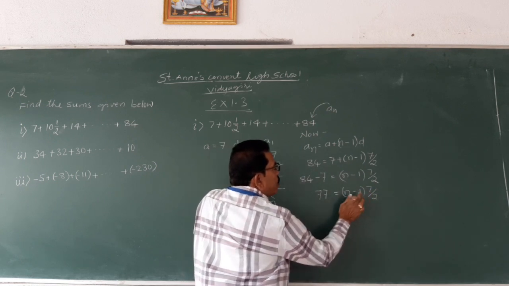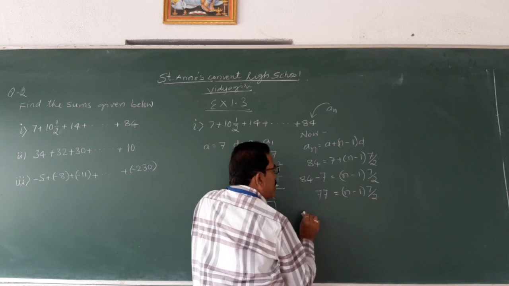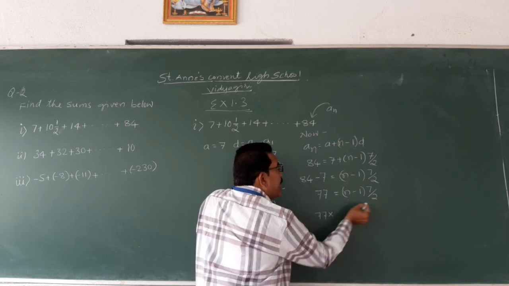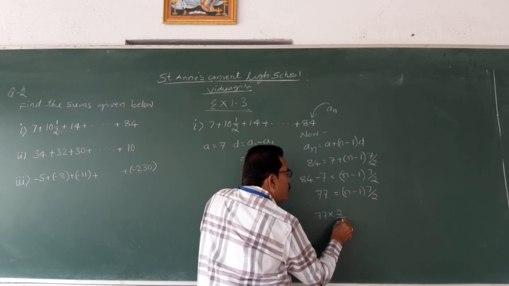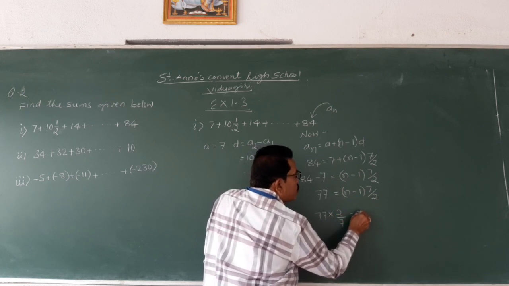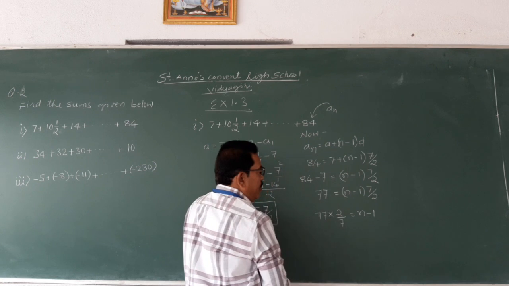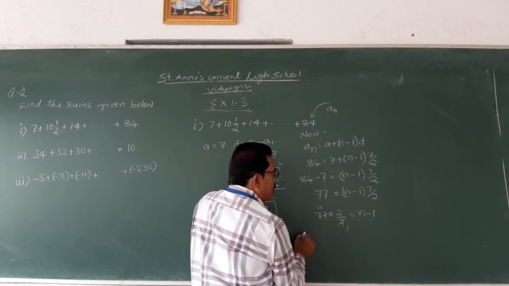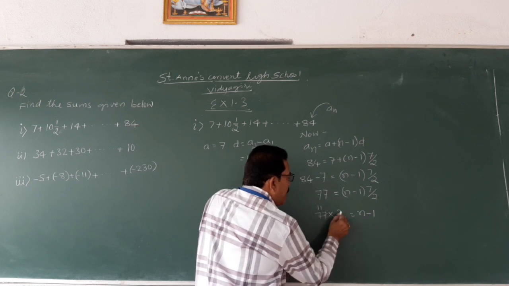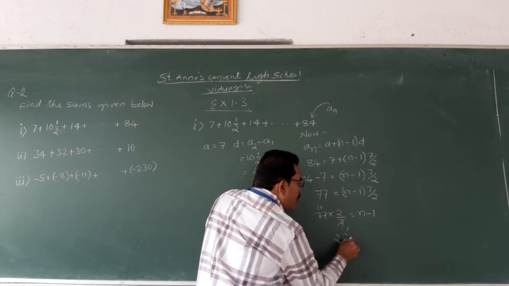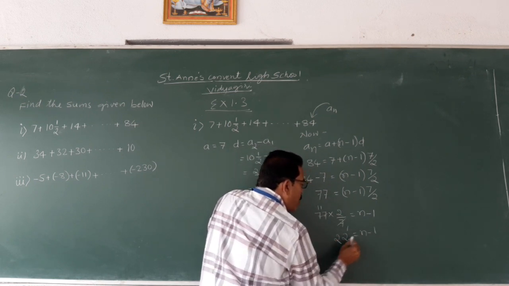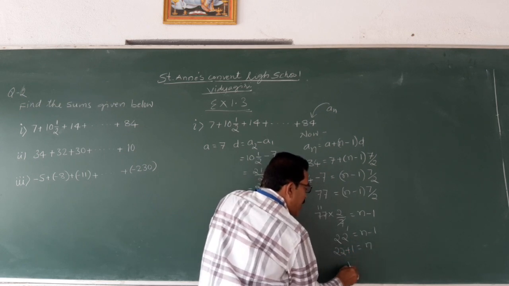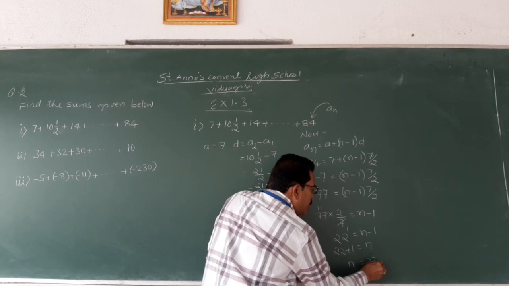Okay, 7 by 2 is the coefficient of n minus 1. So when we transfer that one, we get the reciprocal of this one. 2 by 7 into 77 equals n minus 1. 7 elevens are 77, so 11 twos are 22 equals n minus 1. Therefore 22 plus 1 equals n equals 23.